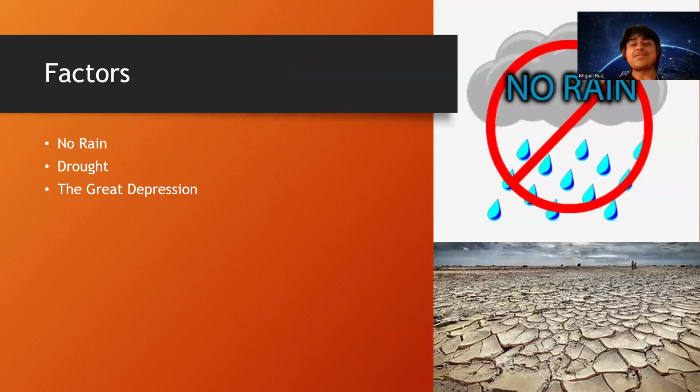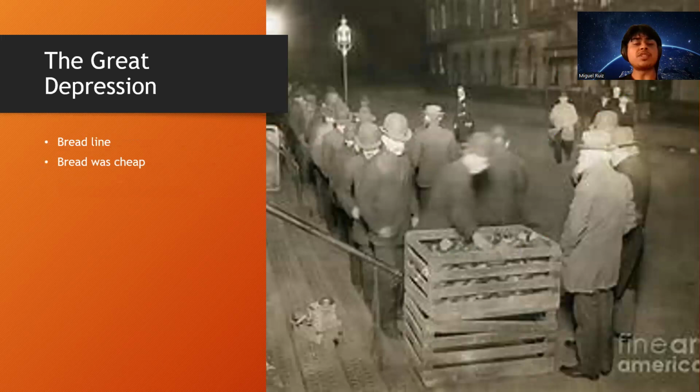Some of the key factors here were the very powerful winds, no rain, and the droughts. And the Great Depression made things so much worse. For example, if we see this image right here, it shows people lined up for bread. It's called a bread line. Since bread was so cheap during the Great Depression, that's what people could afford. So with this in mind, farmers expanded many, many lands, and harvested even more wheat to produce more bread.